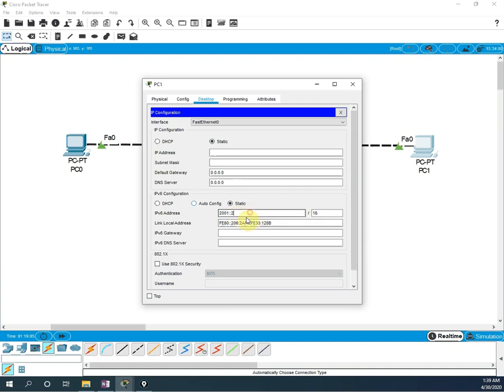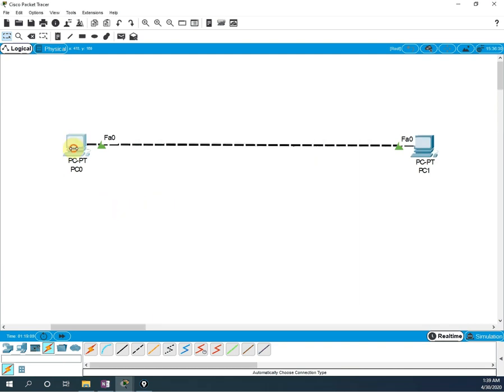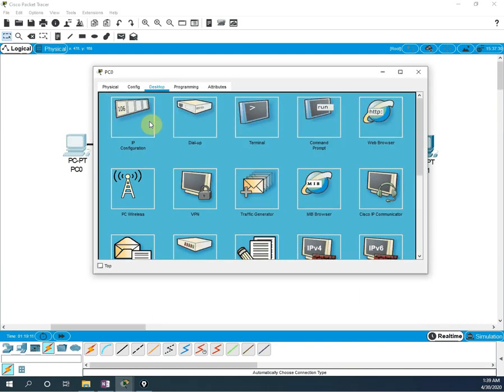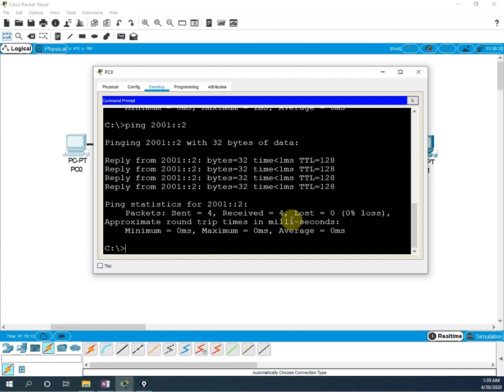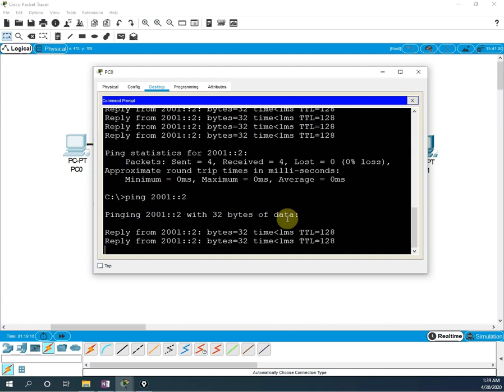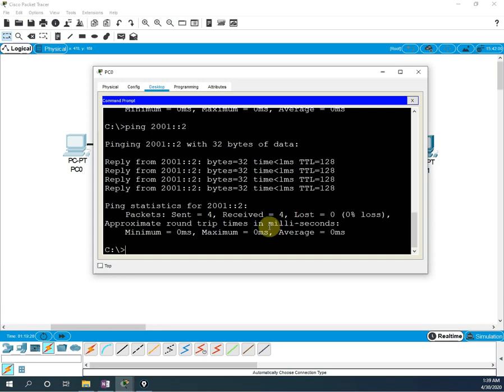If you want, we can write the long one also. I will show you the long one also, but first we will see the short one. So I am going to ping from this machine. I will go to this ping, then I am going to write ping and that IP address and put. See, reply is coming, meaning both computers are communicating.